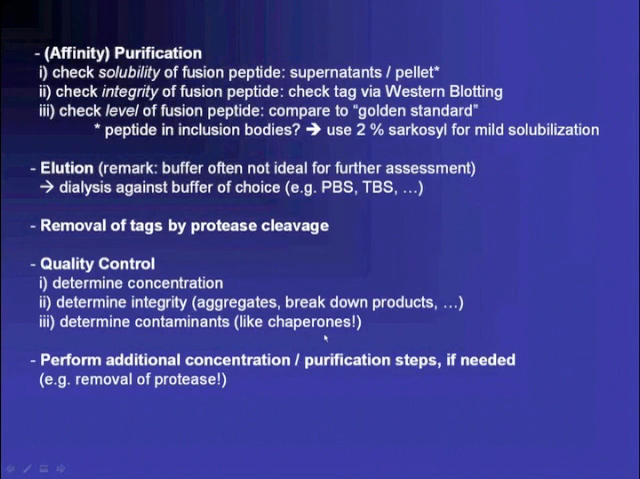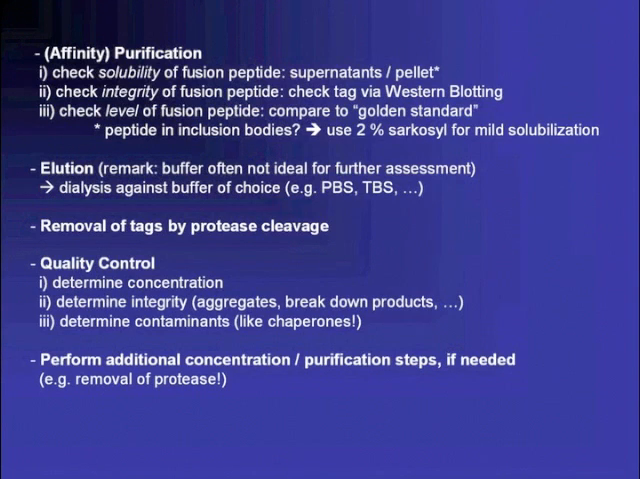And I want to make a special case about the contaminants, because in many cases you might see that your GST fusion protein or your other proteins might contain some bacterial chaperones. And in fact, I will recommend you 2 papers on how to deal with these aspects. Then there are additional concentration and purification steps if needed, and maybe the removal of your protease. If you, for instance, use the thrombin, of course the thrombin might still be present and you need to remove it or at least inactivate it.